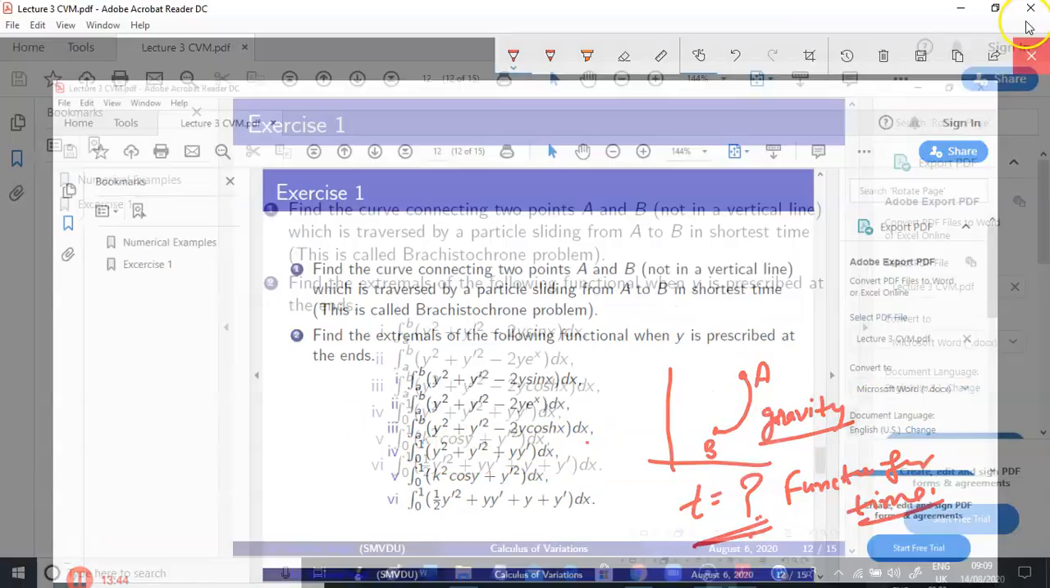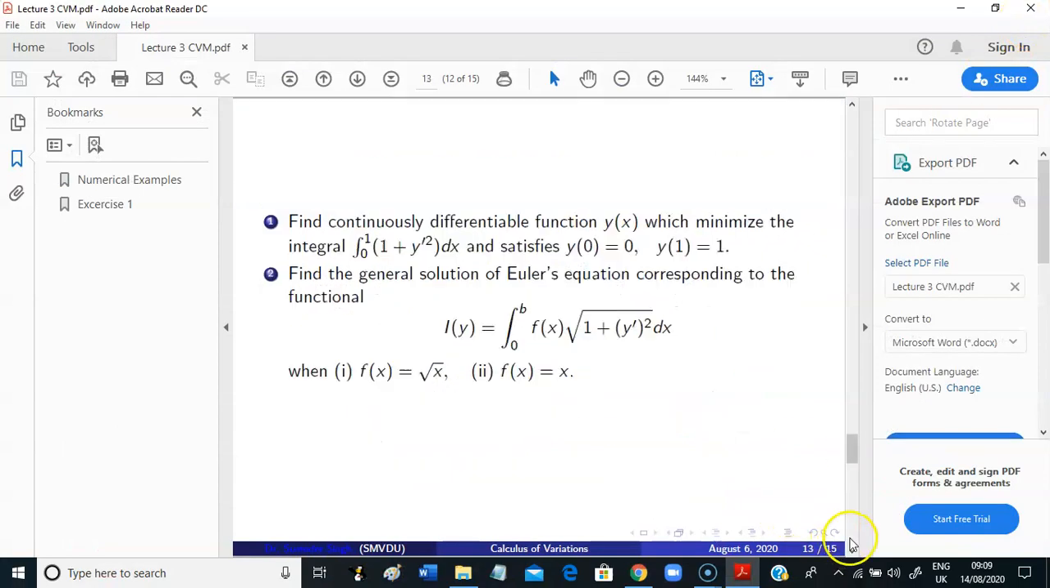Another problem to solve: find the continuously differentiable function y(x) which minimizes this integral and satisfies these conditions. Similarly, this is a problem as was discussed in case 4. Here it is capital F. So you solve these questions. If you find any problems, then we can discuss them in the live interaction session.